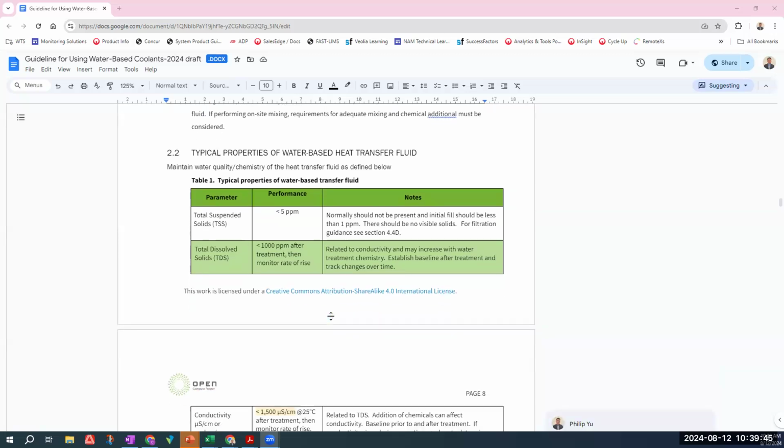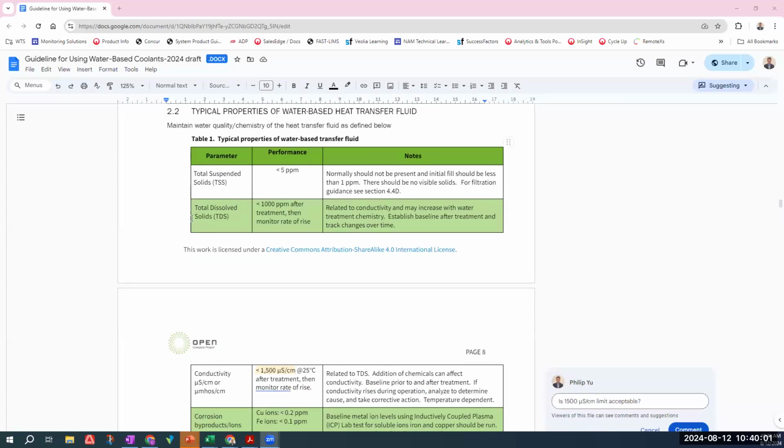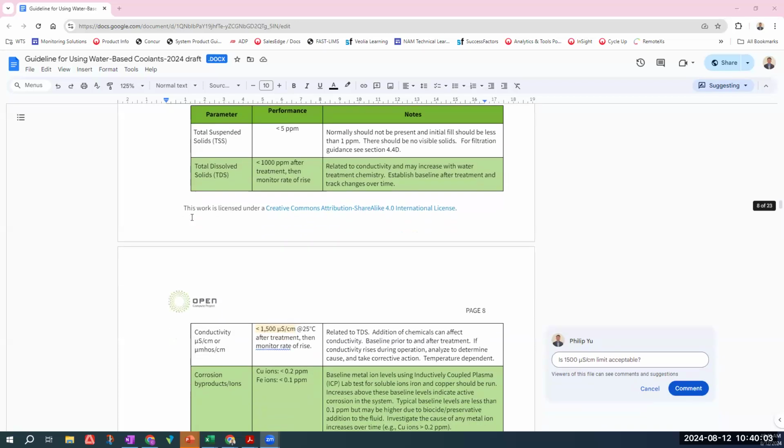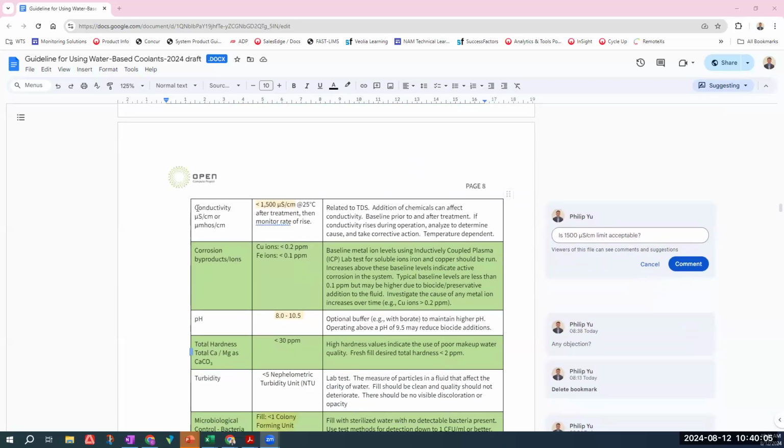the table one. We have set up the typical properties for water-based cooling that need to be monitored all the time during startup, setup, and operation. We have total suspended solids less than 5 ppm, total dissolved solids less than 1,000 ppm, and the conductivity we set up to be limited around 1,500 microsiemens per centimeter.